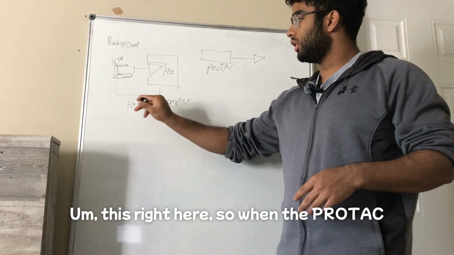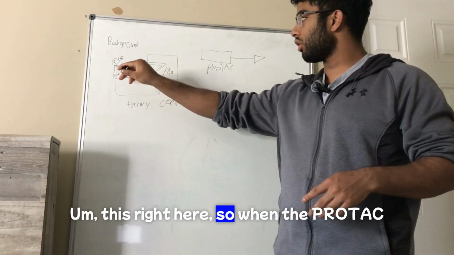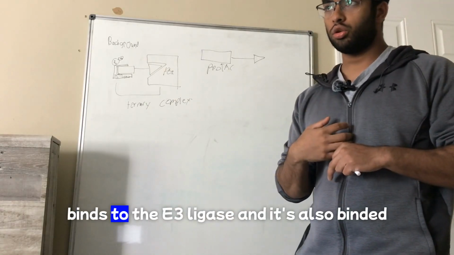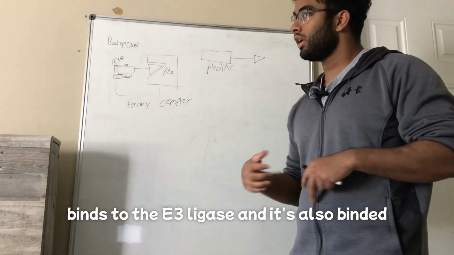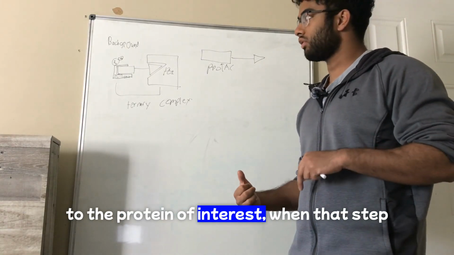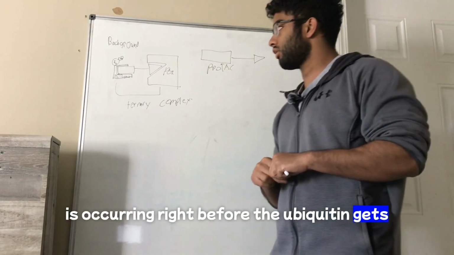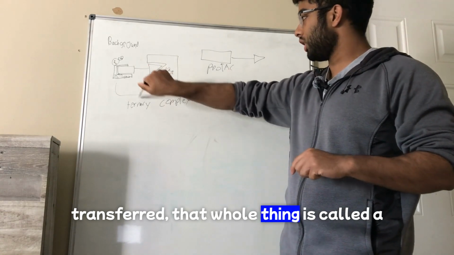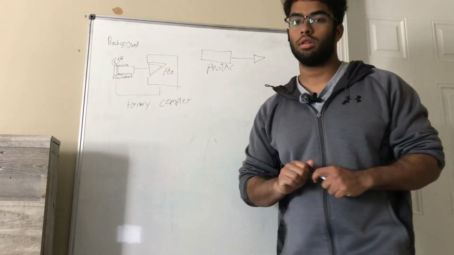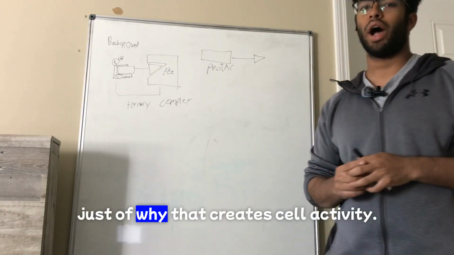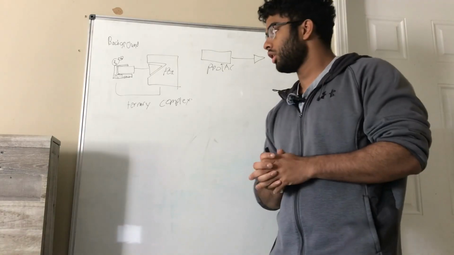Now, a little bit of vocab before we start. When the PROTAC binds to the E3 ligase, and it's also binding to the protein of interest, that step occurring right before the ubiquitin gets transferred, that whole thing is called a ternary complex. This is going to be important in the next section of the video, which is the mechanism as to why that creates selectivity. Okay?